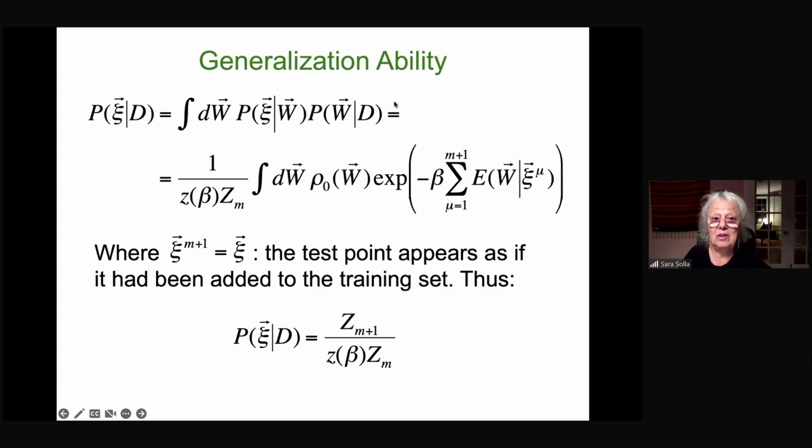So we can now do this integral. We can write it down. And what we get is, of course, a factor of z of beta that comes out, a factor of C M that comes out. And I get this integral, dW rho zero of W e to the minus beta, and I have a sum over errors, as I said, over M plus 1 points, where the new point is the test point, and it appears as if it had been added to the training set. So this is, again, a partition function. It's a partition function for M plus 1 points. And I still have the original partition function for the training set. This is for the training set plus the test point. And I have this little normalization constant C of beta.